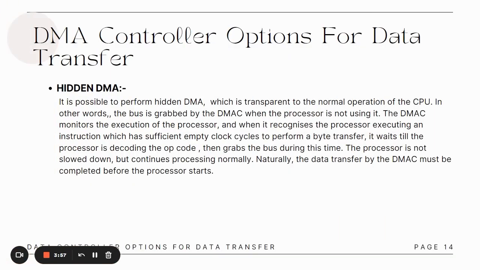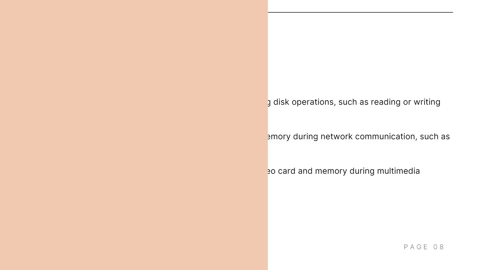Next is hidden DMA. It is possible to perform hidden DMA, which is transparent to the normal operation of the CPU. In other words, the bus is grabbed by the DMAC when the processor is not using it. The DMAC monitors the execution of the processor, and when it recognizes the processor executing an instruction which has sufficient empty clock cycles to perform a byte transfer, it waits till the processor is decoding the opcode, then grabs the bus during this time. The processor is not slowed down but continues processing normally. Naturally, the data transfer by the DMAC must be completed before the processor starts.